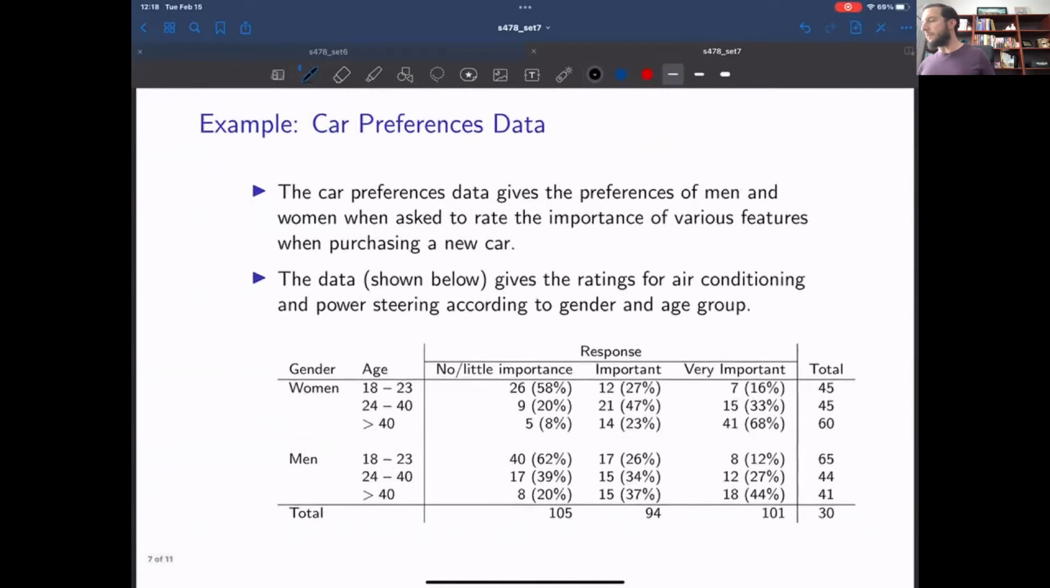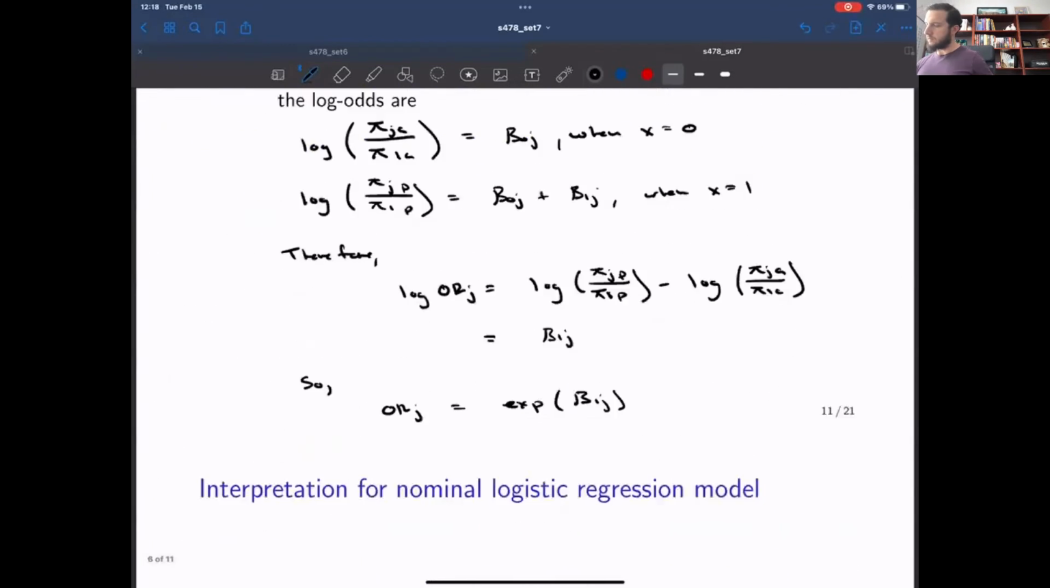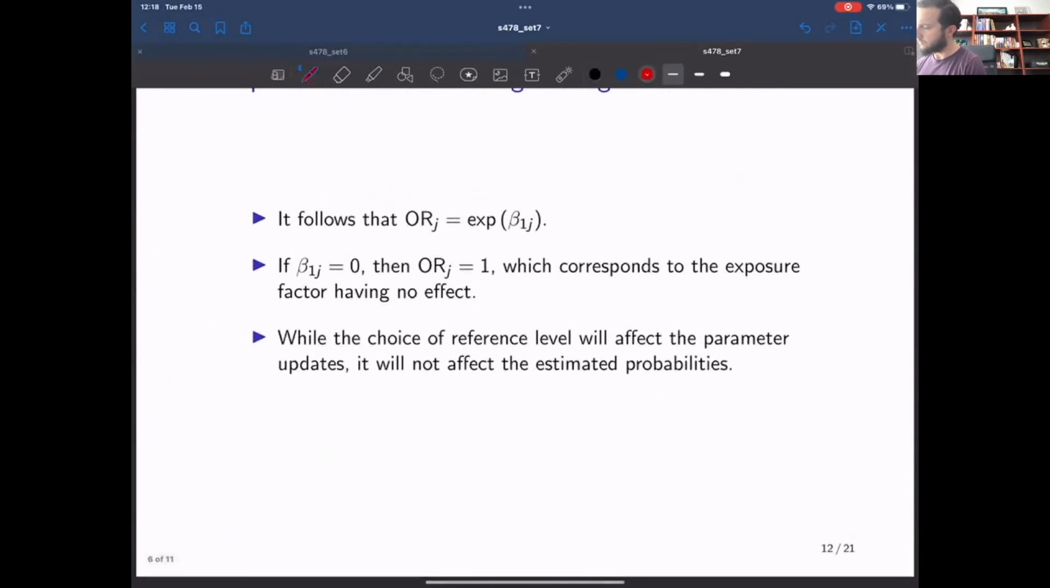Okay, so that brings us to the start of the example. It's already 12:18, so I guess I will stop here today.